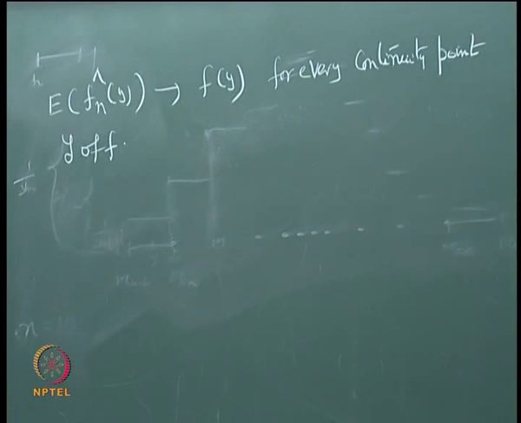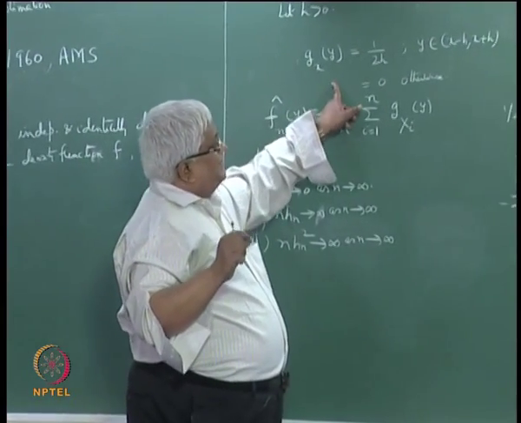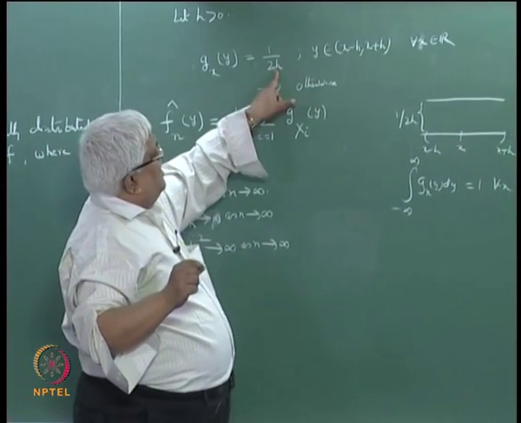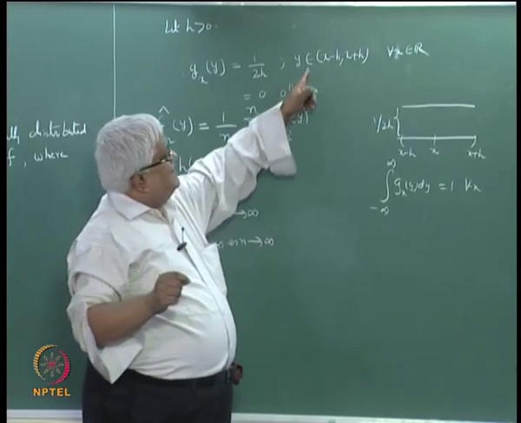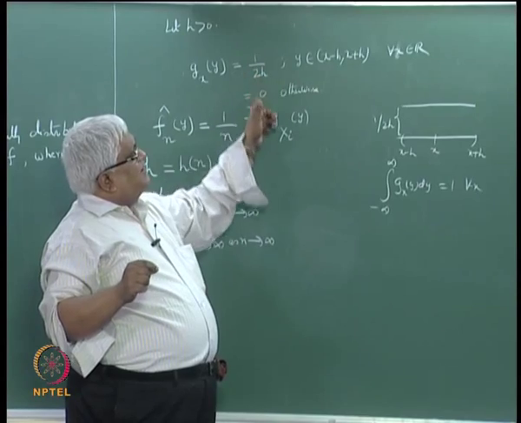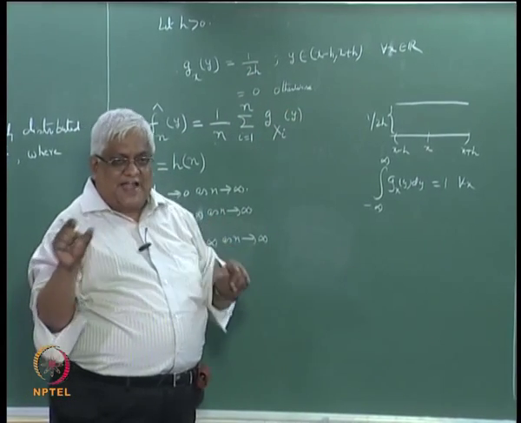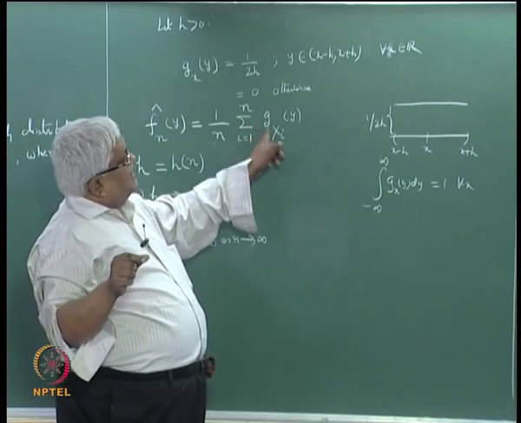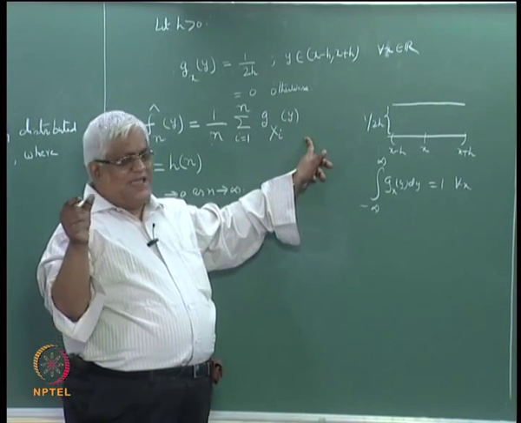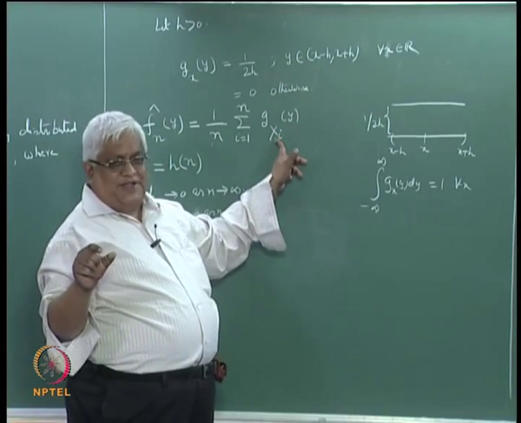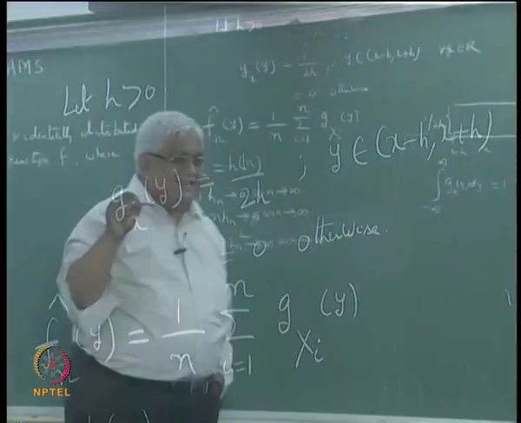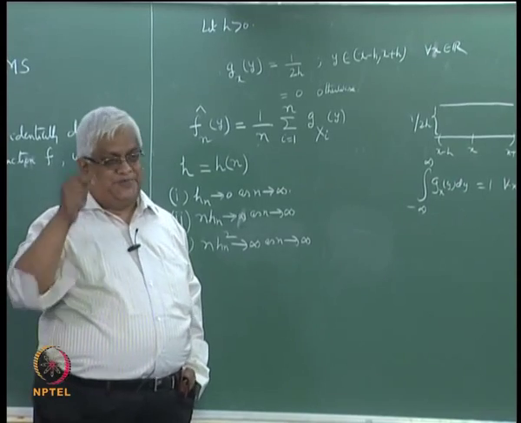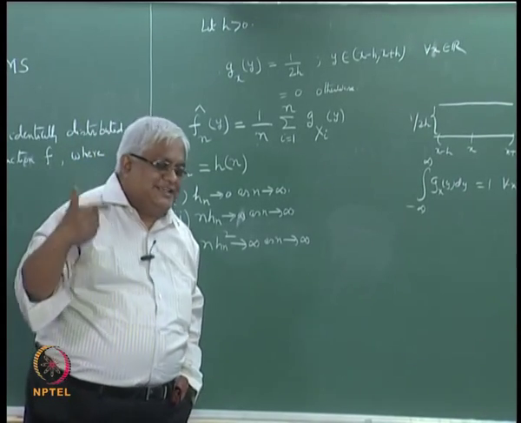Now, I will come to the wordings used by Professor Das. He used the word window. What exactly are we doing? We are taking a window of length h around every point, and in that window we are considering some value, and otherwise we are taking 0, and that window we are moving over the entire data set. So, this is also known as Parsons window technique for estimating densities.